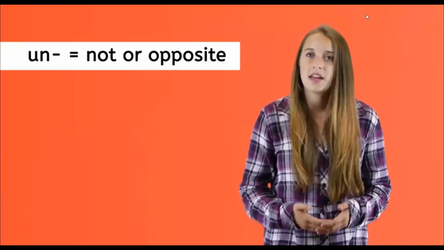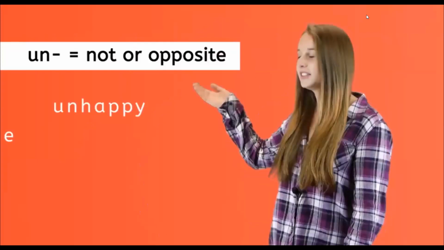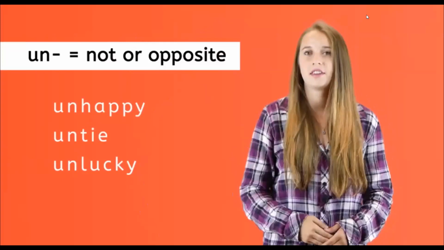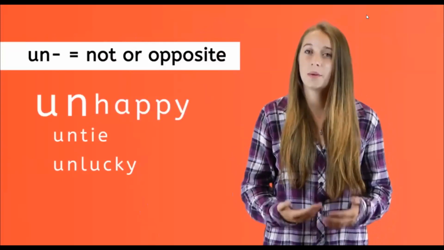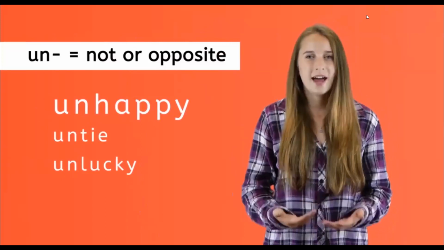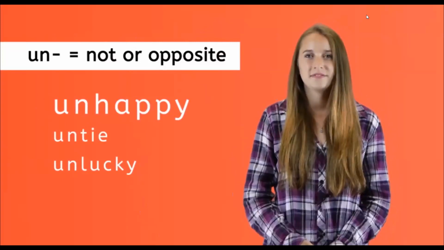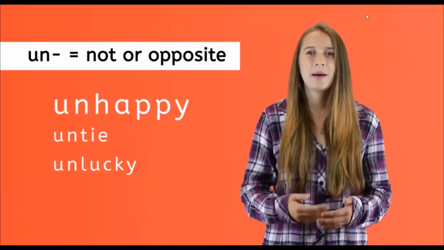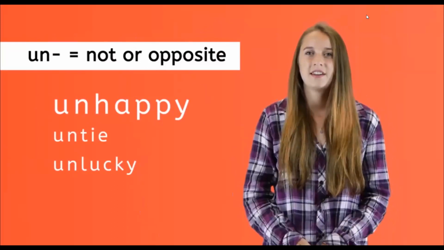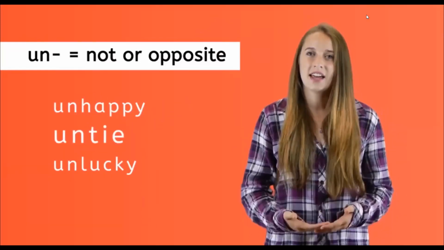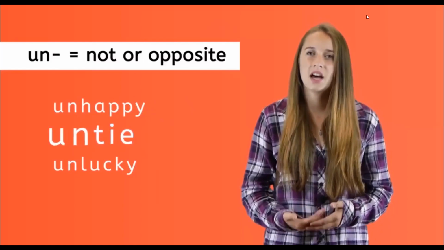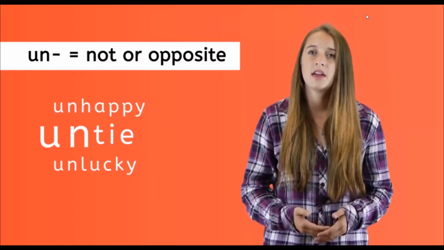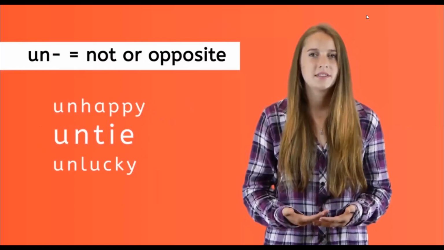Un means not or the opposite of. Examples are unhappy, untie, and unlucky. The root word is happy and the prefix is un, meaning the opposite of. What does unhappy mean? That's right, an unhappy person is not a happy one. The next word is untie. If the root word is tie and the prefix is un, meaning the opposite of, then what does untie mean?